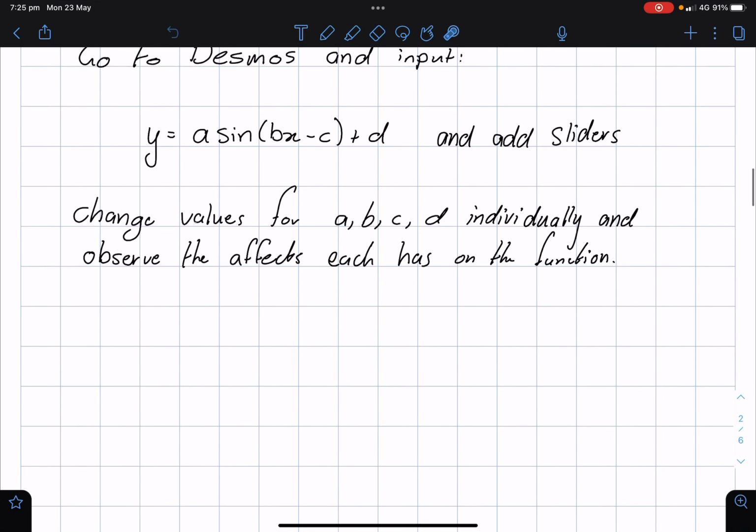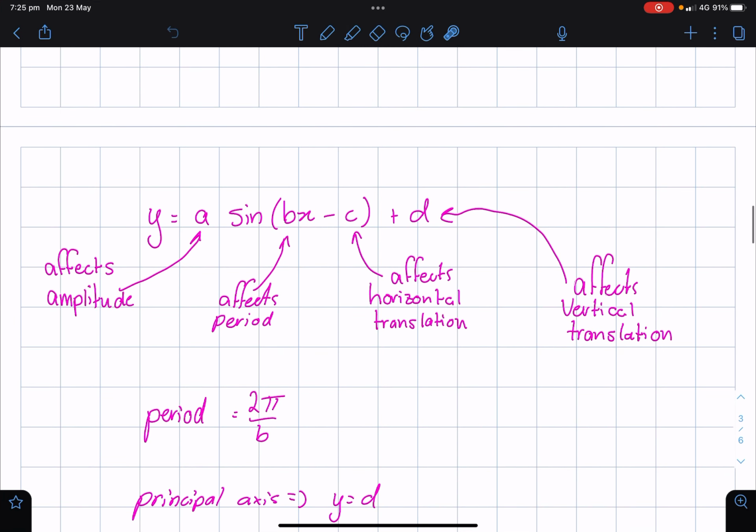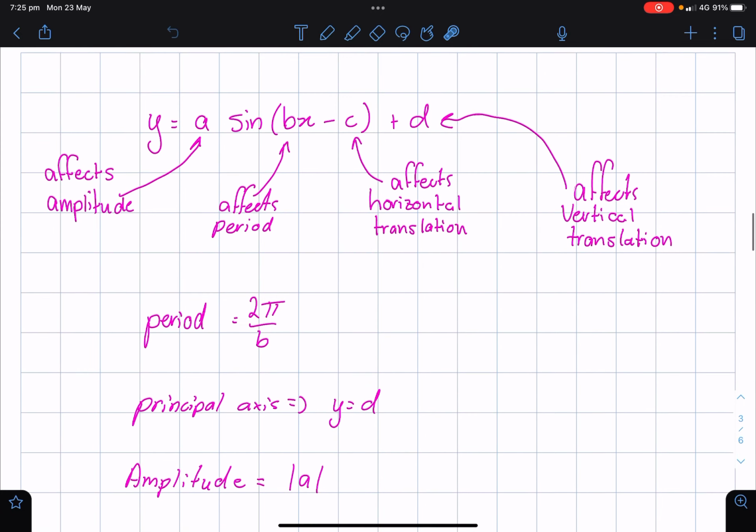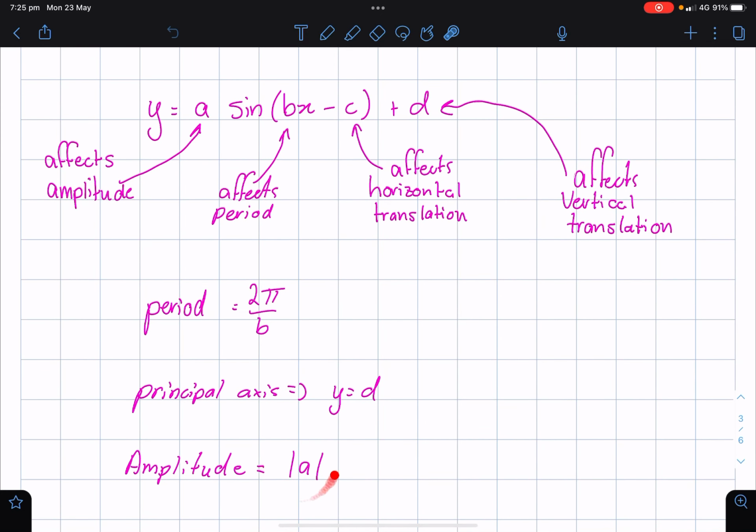Back into it. So the general sine function. As we saw, A affects the amplitude, B affects the period, C affects the horizontal translation, and D affects the vertical translation. The period is equal to 2 pi divided by B. The principal axis has the equation y equals D. And the amplitude is the modulus of A. So if A is -2, then the amplitude is just 2.